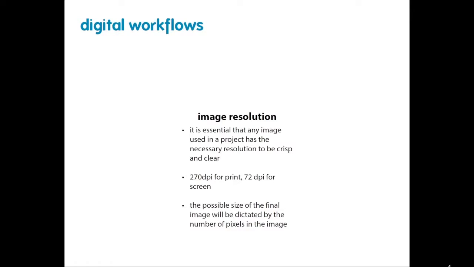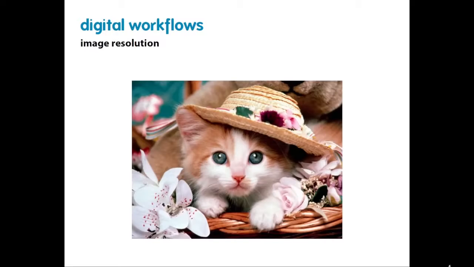Image resolution. It is incredibly essential that any image you use in any project has the necessary resolution to be crisp and clear. What that means is that for a print project you want 270 DPI, which stands for dots per inch, or sometimes you'll see it as PPI, which is pixels per inch, or 72 DPI for screen. The final size of an image in print media will be dictated by the number of pixels in the image. So let's take this adorable photo of this kitten as an example.